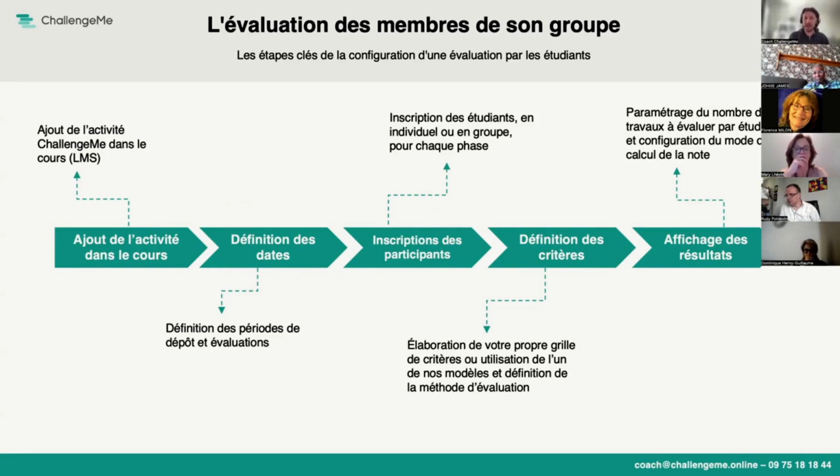Next, you will enroll the participants, whether individually or in groups. As I said, you can retrieve the groups from your course or via an Excel file. We will enroll the participants for each phase. After that, we will define the criteria. So you will create your own set of criteria or select the criteria available in the Challenge Me database. Define the evaluation methods. And finally, in the results phase, you will be able to configure the calculation method a bit and so on, the number of assignments to be evaluated and so on.